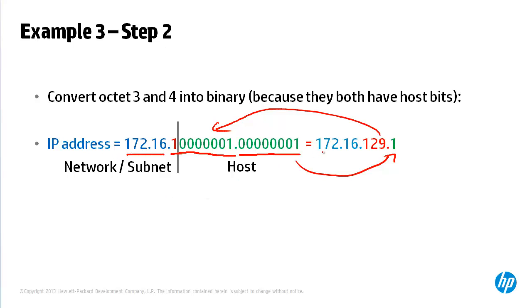172.16 are not converted to binary because there are no host bits in those octets. So we can draw a line once again at this point. The reason why /17 is the subnet mask that we were given: 8 bits, 8 bits, 1 bit gives us 17. 17 bits are part of the network or subnet. The remaining bits are host.